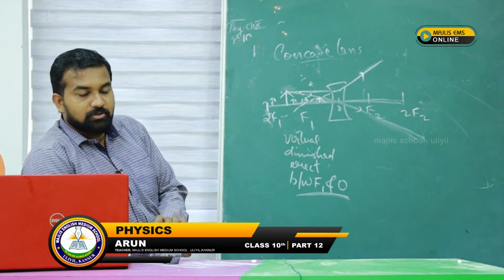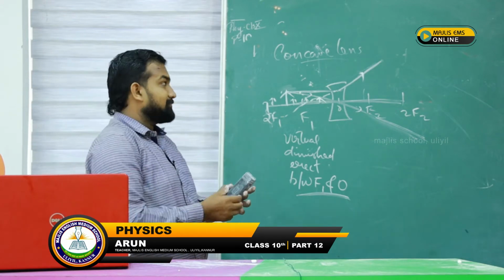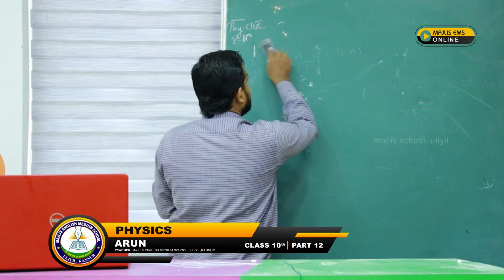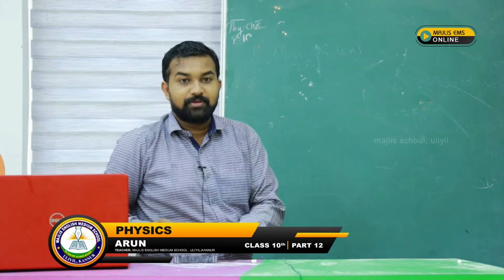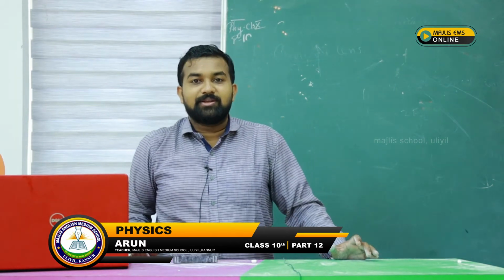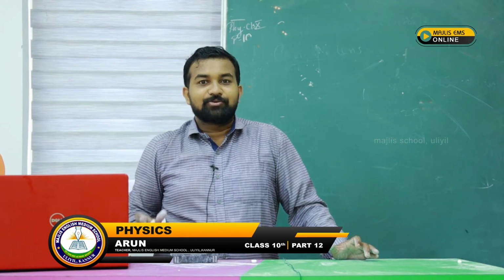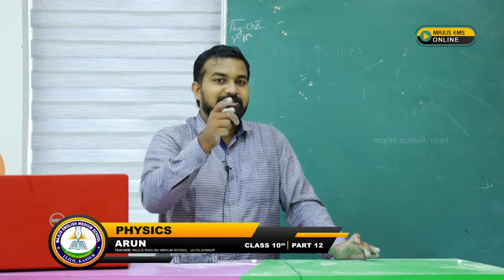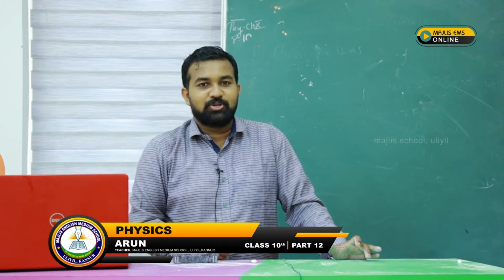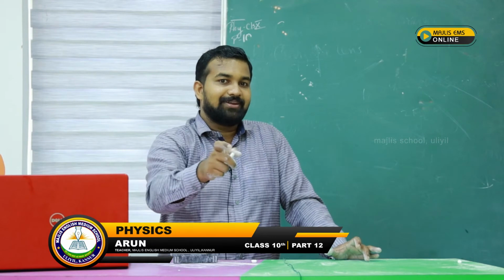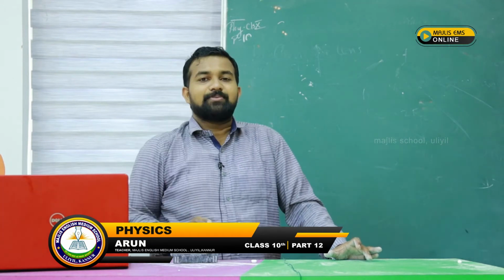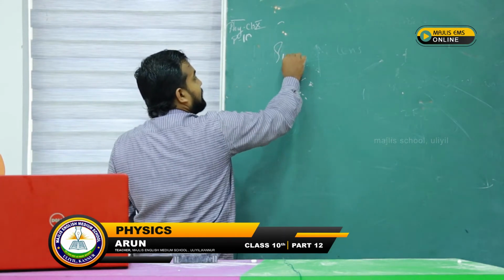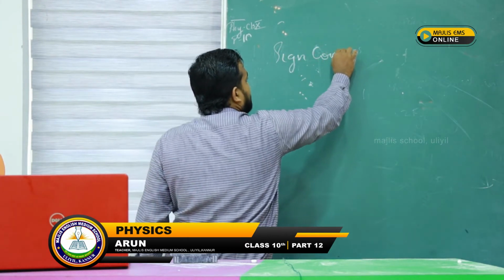Is that clear? So in a concave lens, what you have to keep in mind is that a virtual image is always formed. In a mirror, the convex mirror was also always forming virtual images. And in a concave lens, the images formed are always diminished. Isn't it? So here you have to again note the sign conventions.